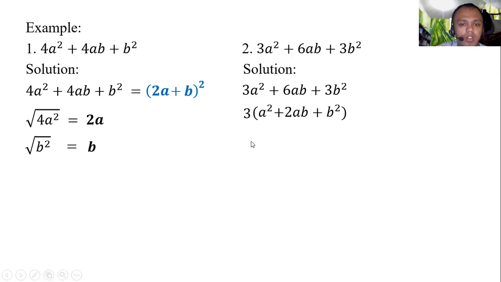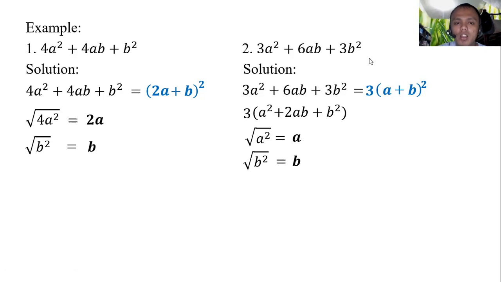Then the square root of a squared is a. The square root of b squared is b. A copy for a, a copy for b. And then follow the sign of the second term, is it plus or minus? Plus. And then enclose in parentheses, then put an exponent of 2 on top. This will be its factor. Then do not forget the 3, because the 3 is still part of it. Let us put the 3 here.